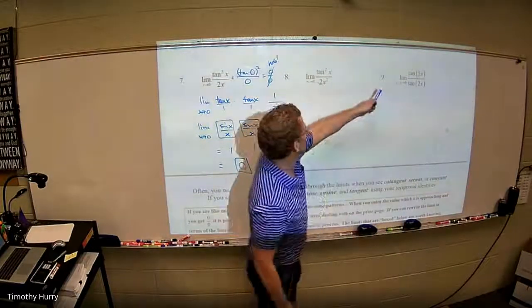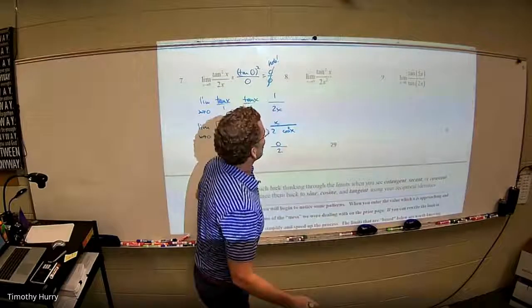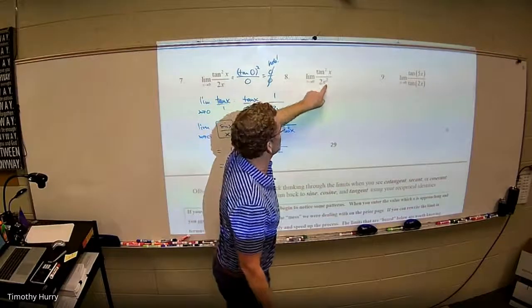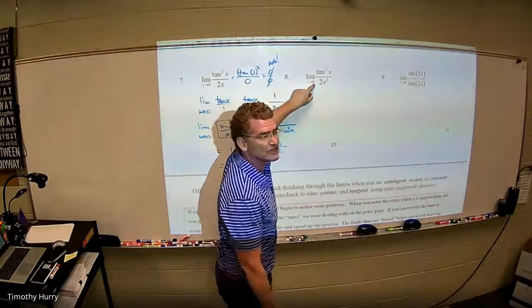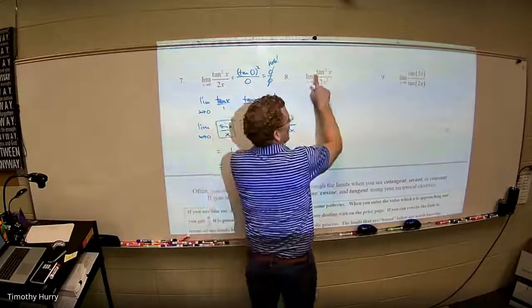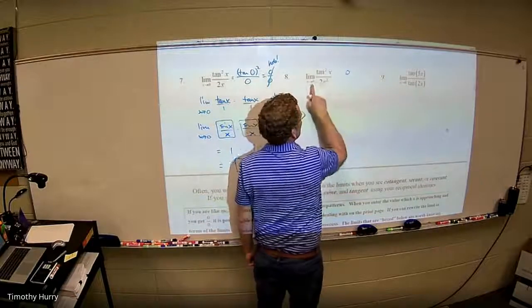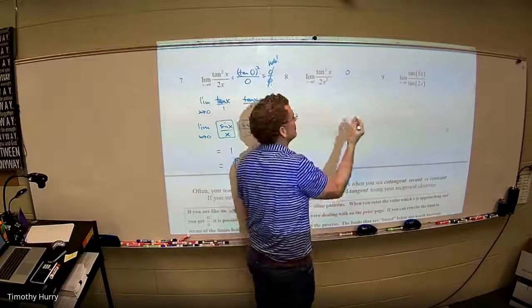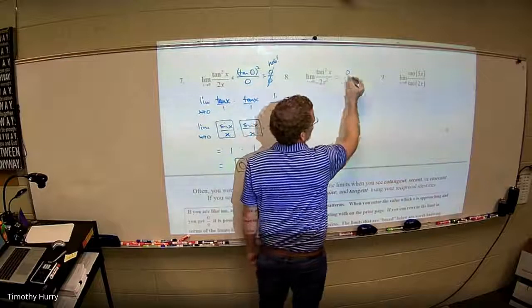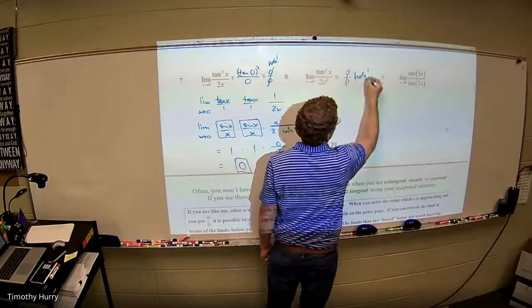All right, last one. Oh, sorry, number 8. Right here, I've got tan squared x over 2x squared, limit as x goes to 0. If I plug a 0 in there, I get tangent of 0, which is 0. 0 squared is 0. 0 times 2 is 0. What does that mean? It's not the answer. It means there's a hole.